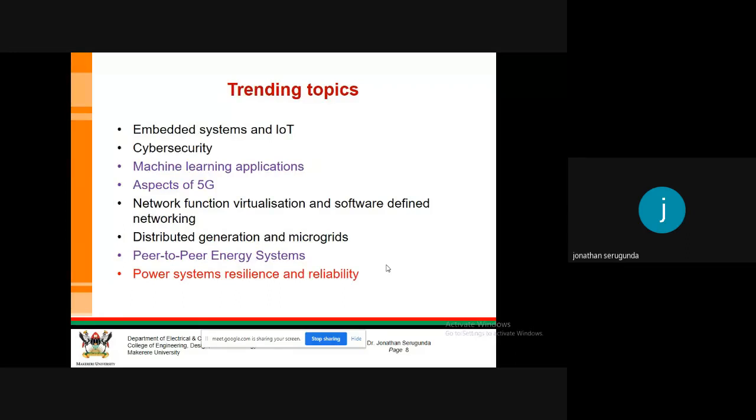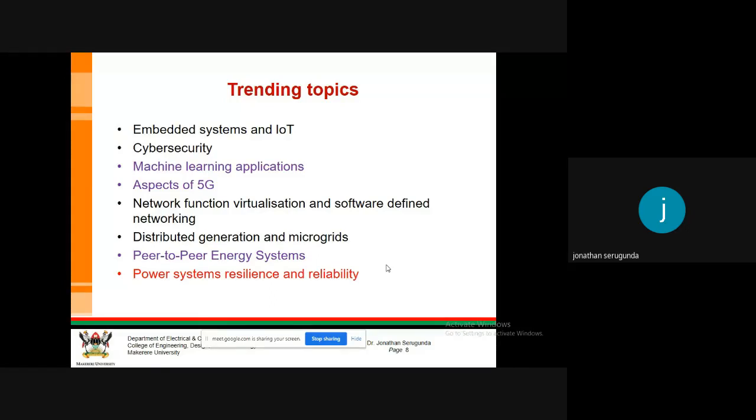Some of the trending topics that we have are, I'm going to give generic areas. We have students working on embedded systems and Internet of Things. Cybersecurity is also picking up, especially cybersecurity for industrial systems. You realize that a lot of our students are taking on artificial intelligence and machine learning applications, mainly in agriculture and in health. We have several aspects of 5G, and that also includes network function virtualization that I've included here.